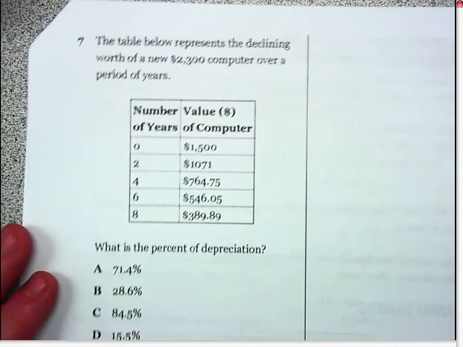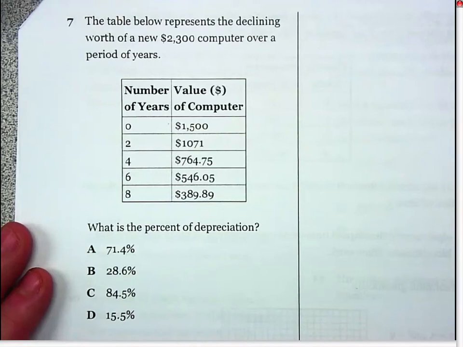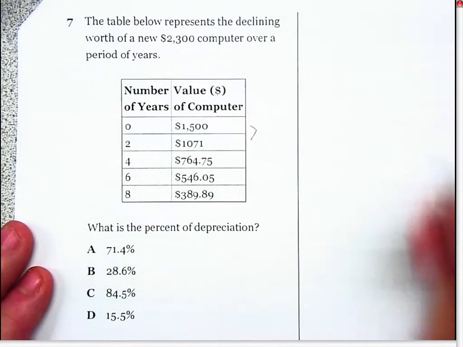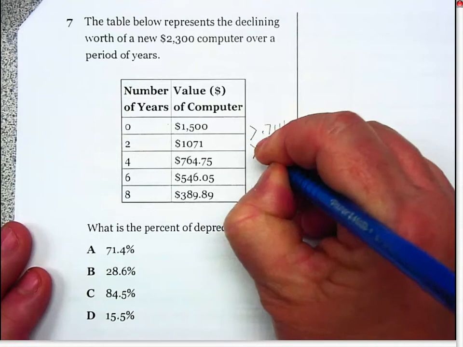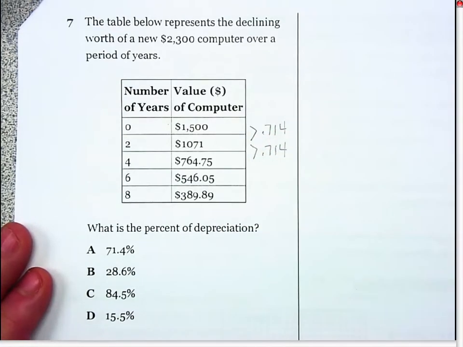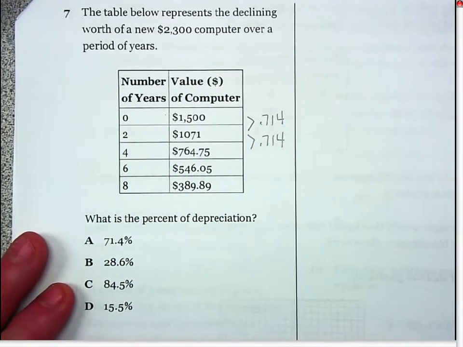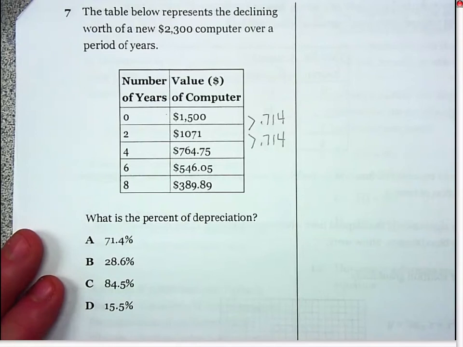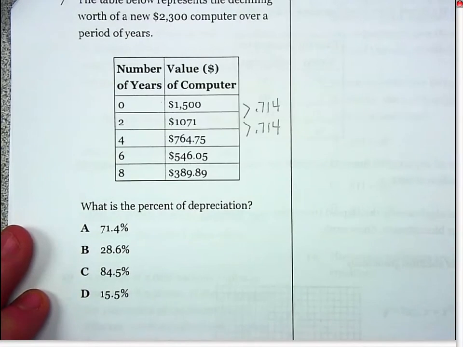Okay, number 7. The table below represents the declining worth of a new $2,300 computer over a period of years. What is the percent of depreciation? Well, I got A. Okay, what did y'all do? Divided. And you got 0.714? Yep. Okay, now here's where your problem is with this. Is it 0.714 every time? Did y'all check them? We checked the second one. Well, okay, all right. That's fine. You can check the first two, and they're probably the same. Okay, but that is not the percent of depreciation. Okay, we had B at first. B is right. And then we erased and did A.